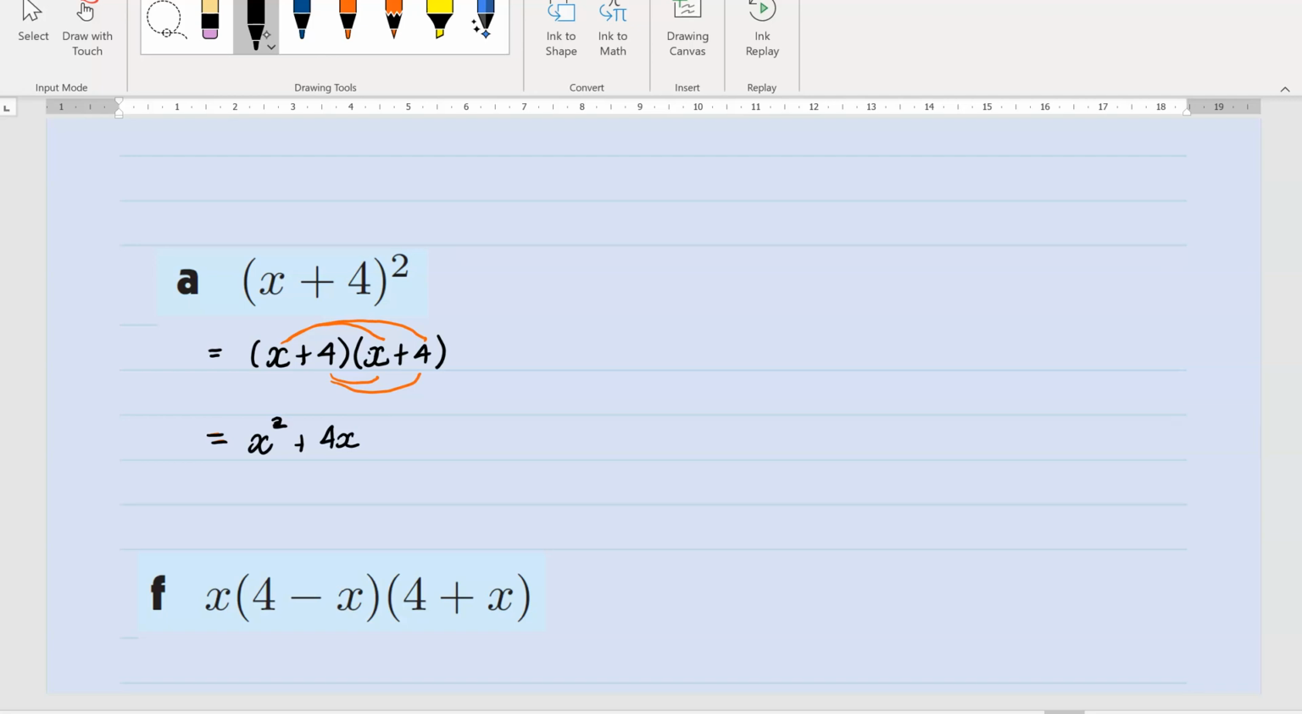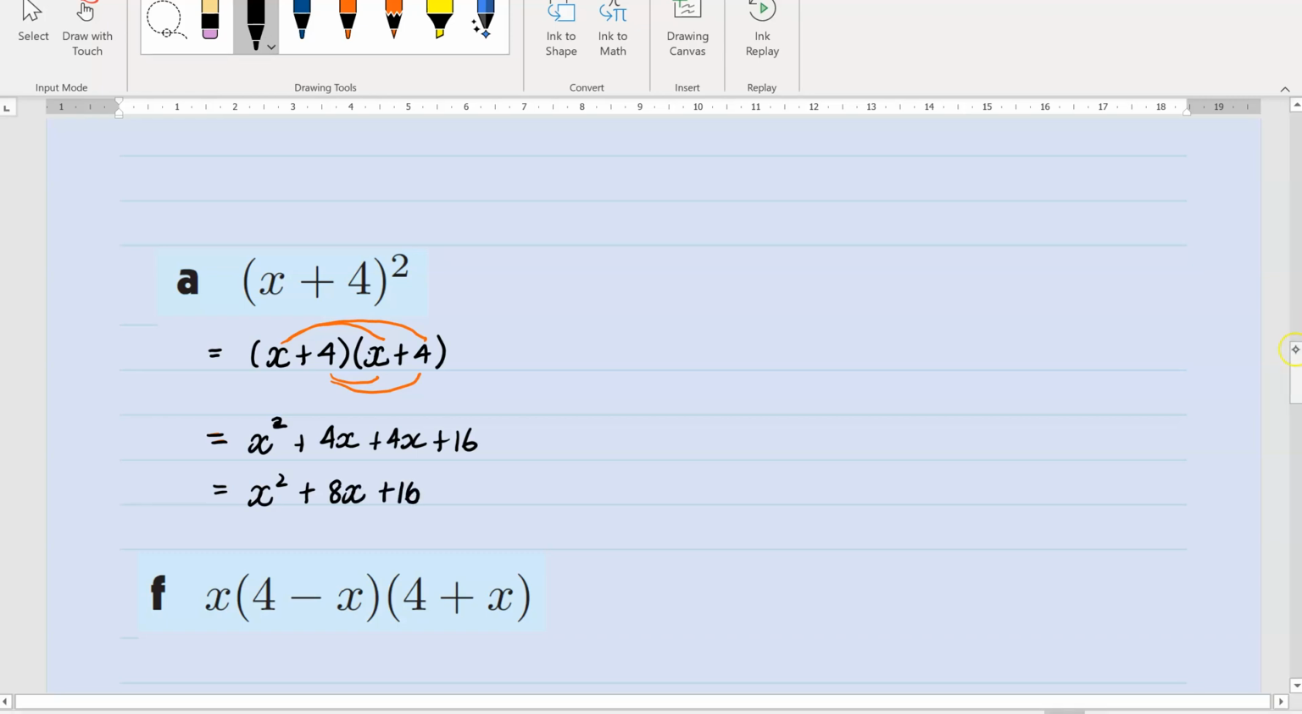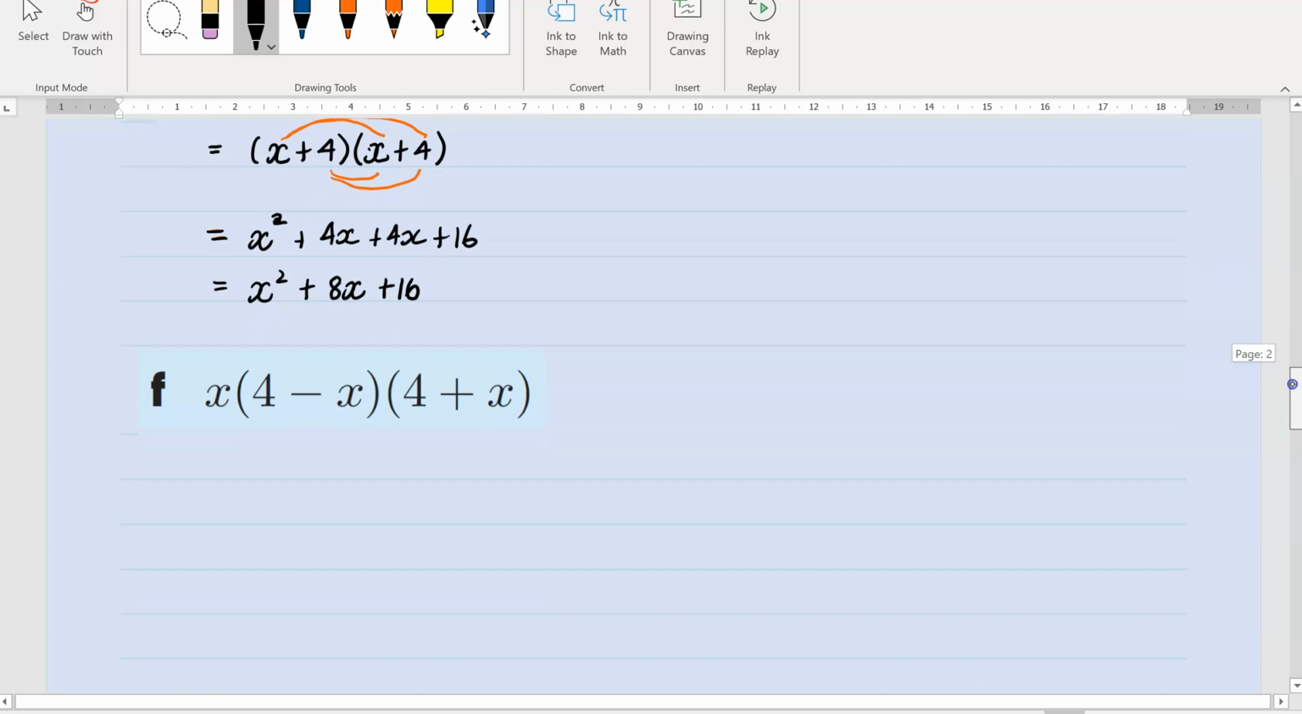Underneath, 4 times x is 4x. And 4 times 4, 16. Gather like terms. Right, we should be old hat at this by now. Mark your work. Grooving along.